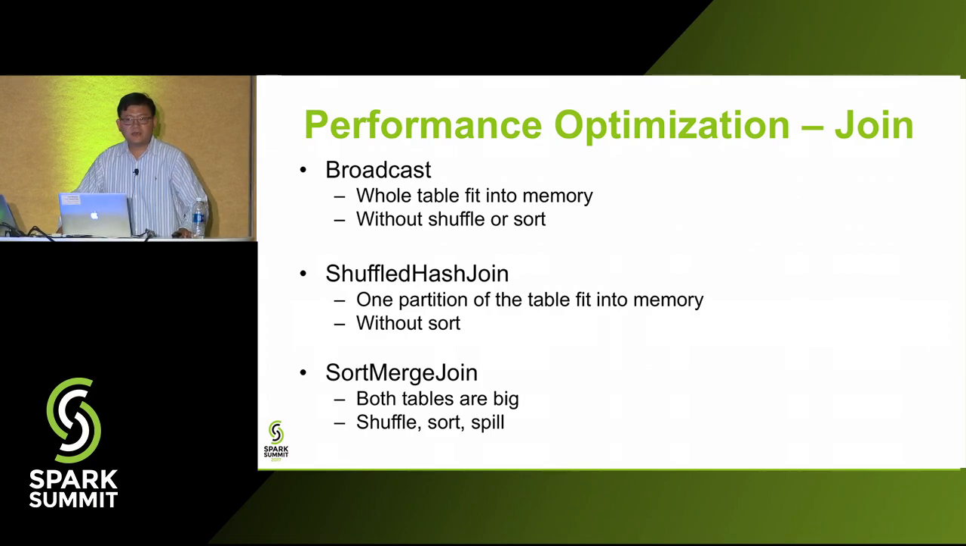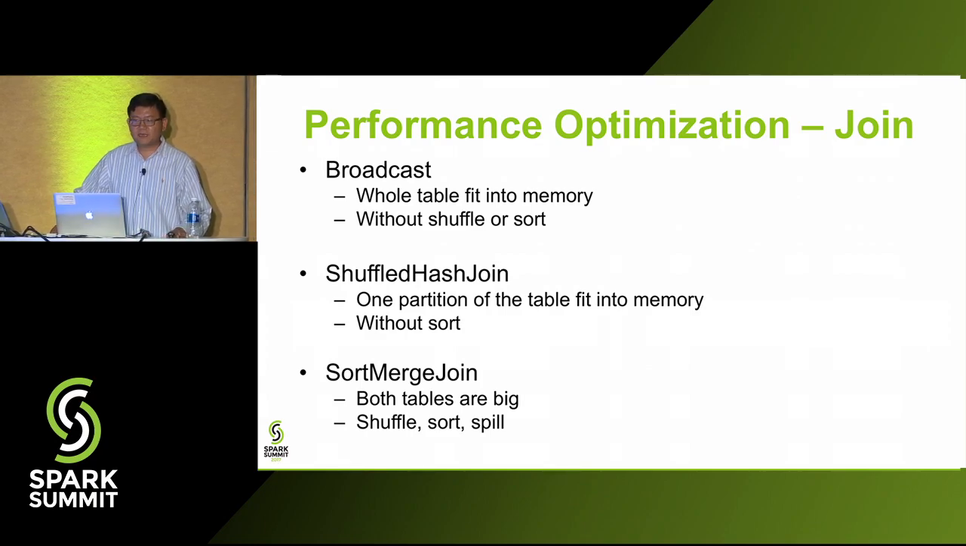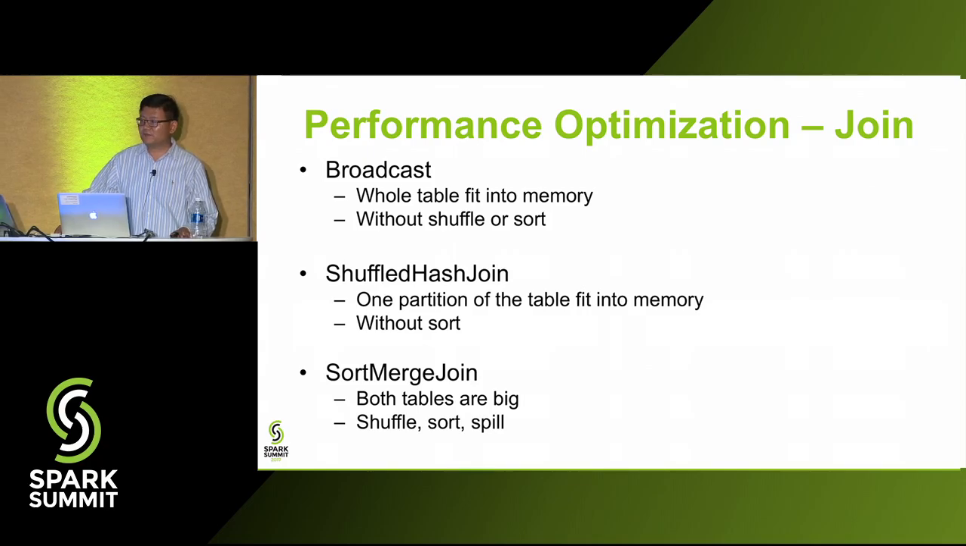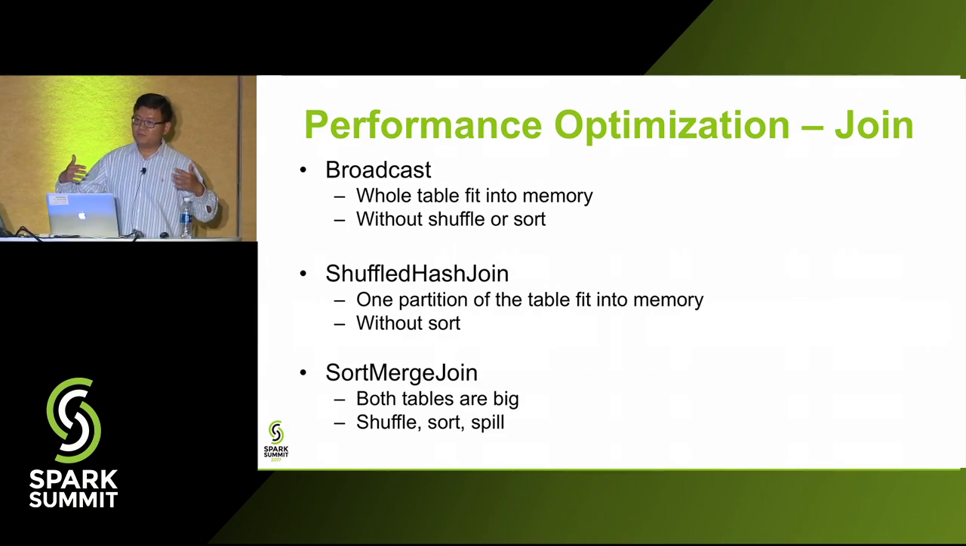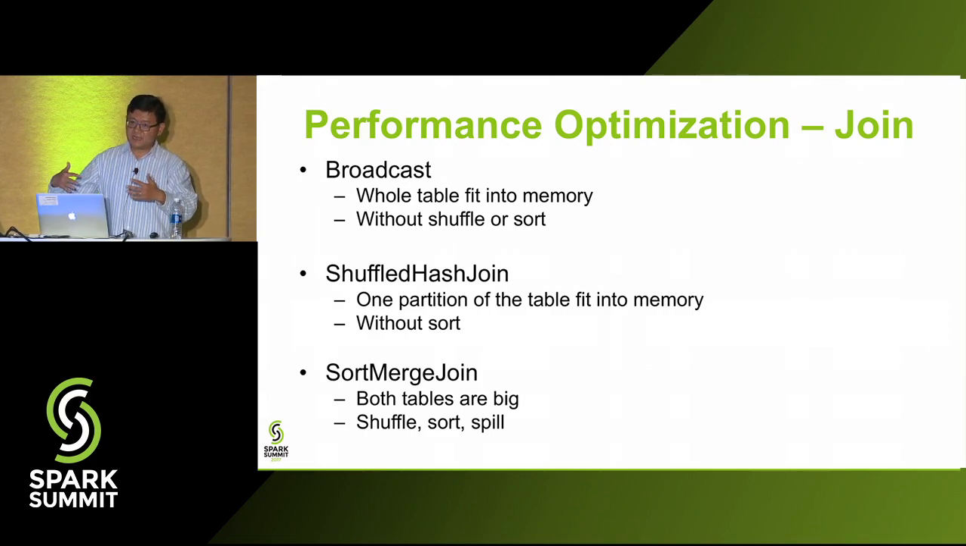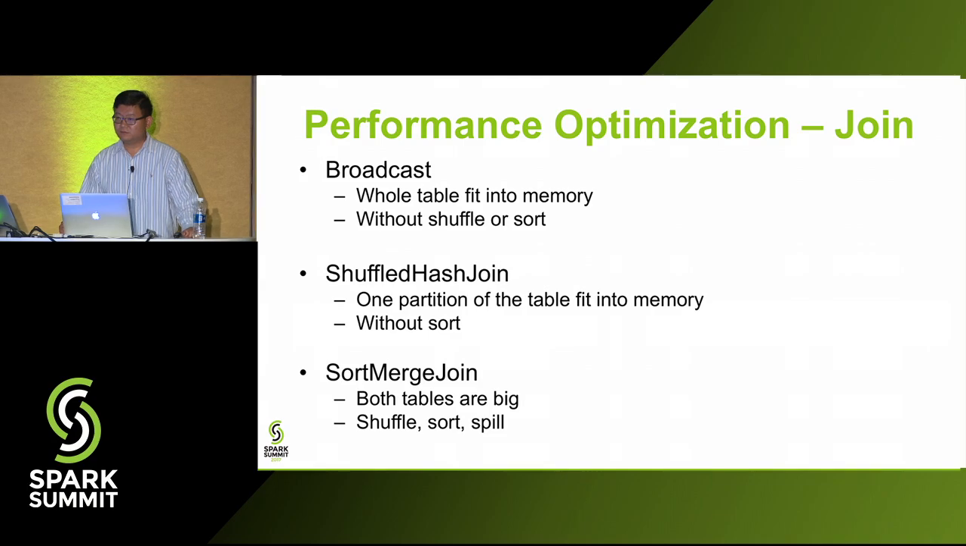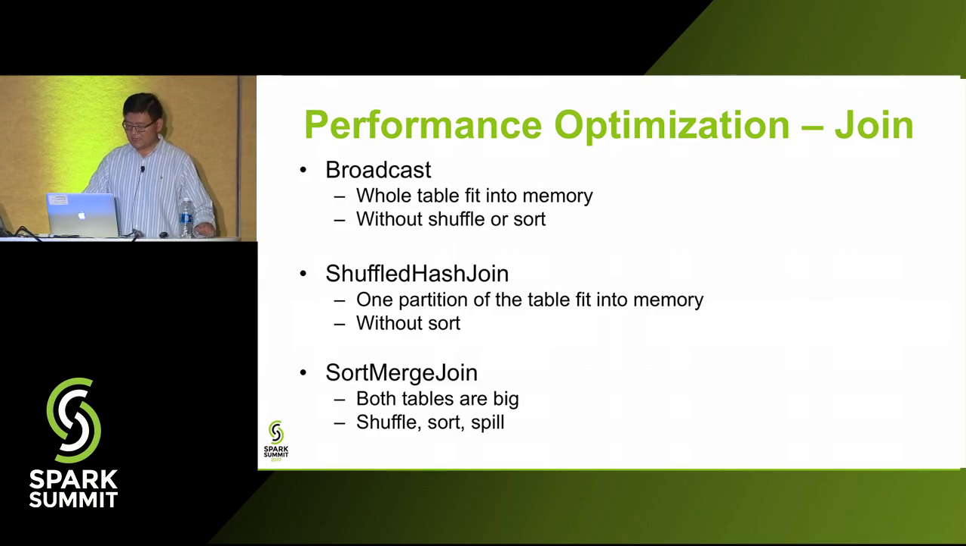In sort merge join, A and B are both big, and even each partition of them is big and cannot fit into memory. This is a catch-all. We have to do the shuffle first, then sort both partitions from A and from B, then do the join step by step. So it has shuffle, sort, and spill. The overhead-wise it is the biggest one. We want to avoid it if we can apply broadcast join or shuffle hash join.